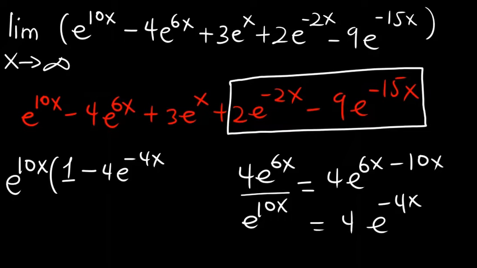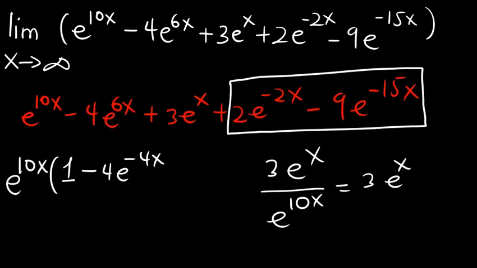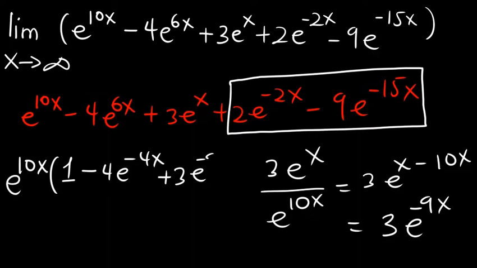Let's look at the third one also. For the third one, we are going to have 3 times e to the power x divided by e to the power 10x, right? So this will be equal to 3 times e to the power x minus 10x. If you further simplify this, you're going to have 3 times e to the power minus 9x. So you're going to have plus 3 times e to the power minus 9x. That would be our factorized form.